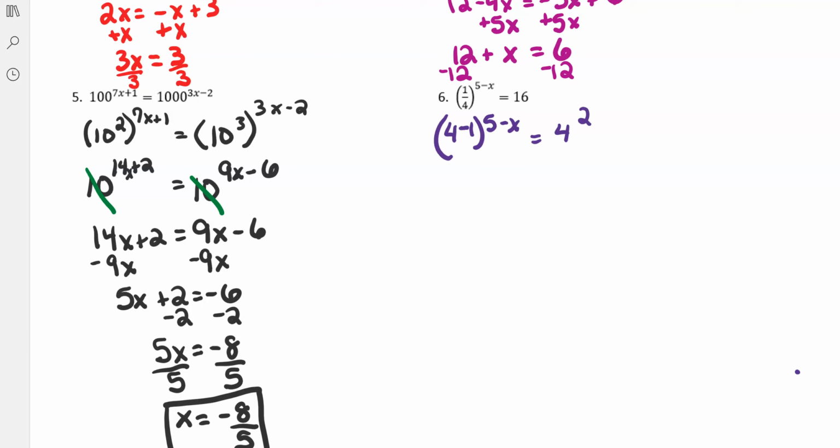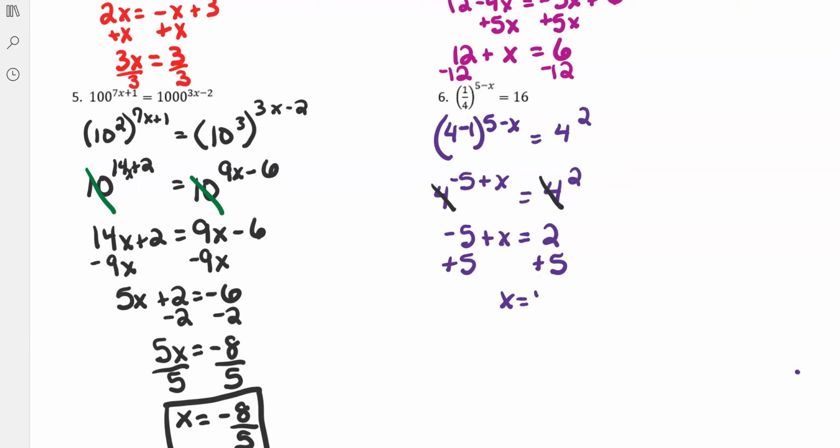All right, over on the left, we need to distribute. So that's 4 to the negative 5 plus x equals 4 squared. My bases are going to cancel, so we're going to have negative 5 plus x equals 2. We're going to add 5 to both sides, and we're going to end up with x equals 7.